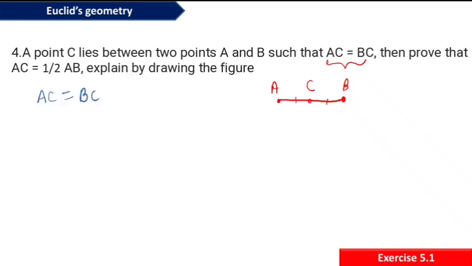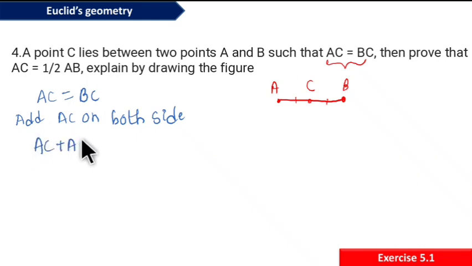Now I will add AC on both sides. Add AC on both sides. Now we can rewrite this as, when we add AC, this will become AC plus AC, and the right side will become BC plus AC. So AC plus AC, that is 2AC, right?